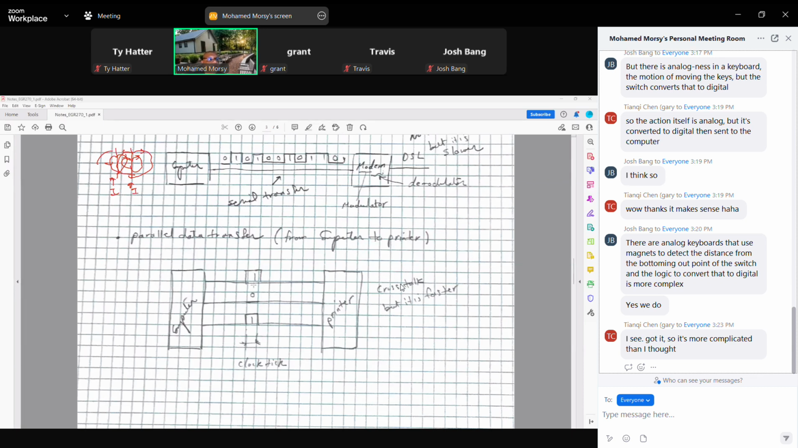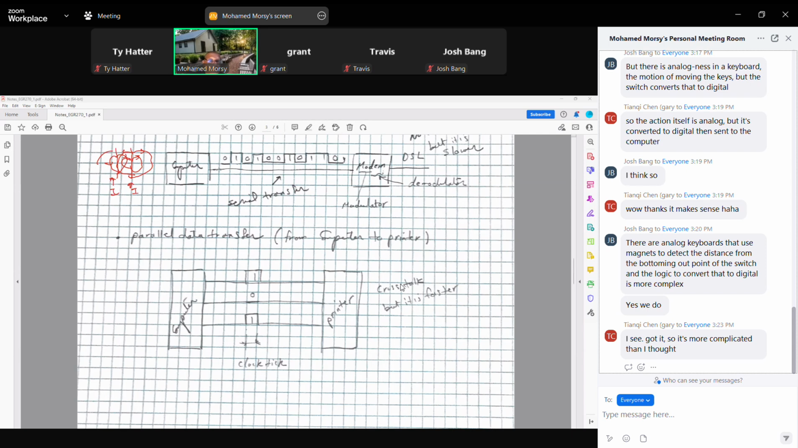The duration of the bit is called clock tick. So in one clock tick here, we can send all the bits. But you can see here, how many clock ticks do we need to transmit this signal here?